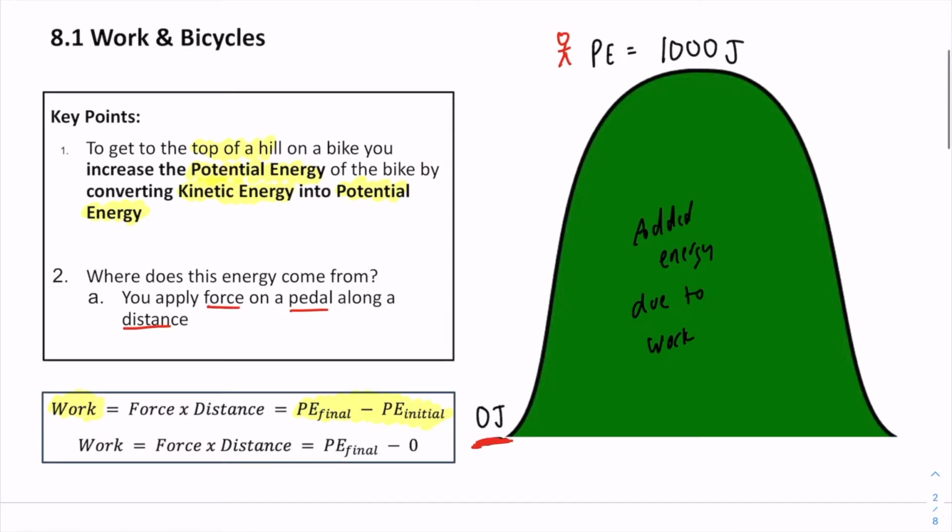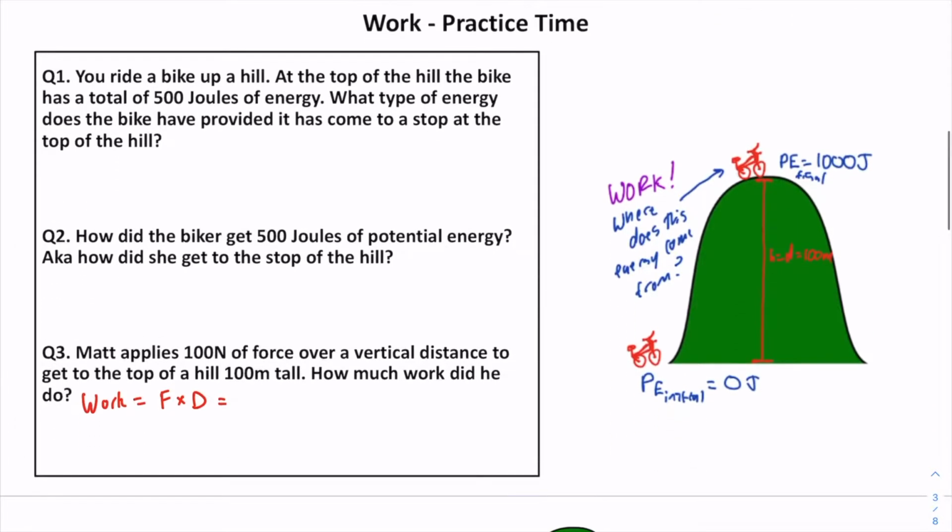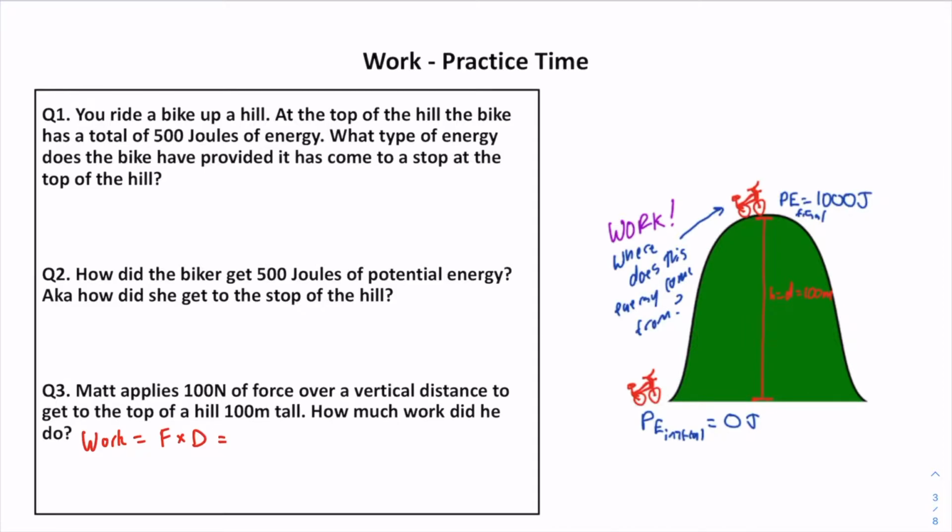Okay, before we go any further, let's do a couple of quick practice problems so we're on the exact same page with this work concept. Work is equal to change in energy. Question 1. You ride a bike up a hill. At the top of the hill, the bike has a total of 500 joules of energy. What type of energy does the bike have, provided it's come to a stop at the top of the hill?